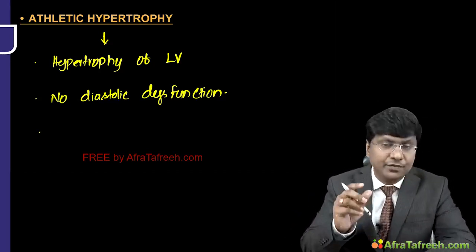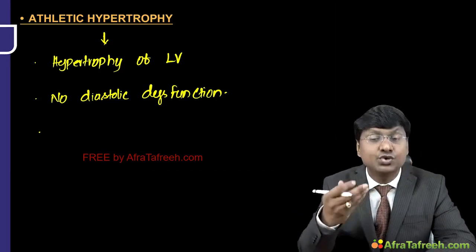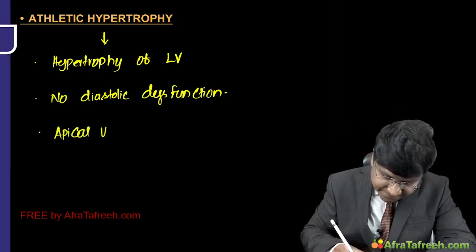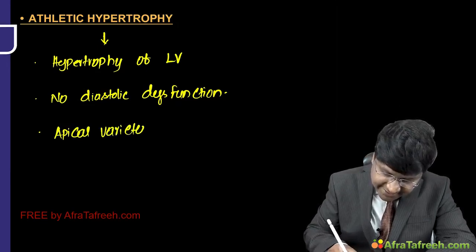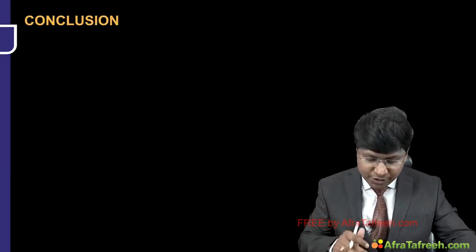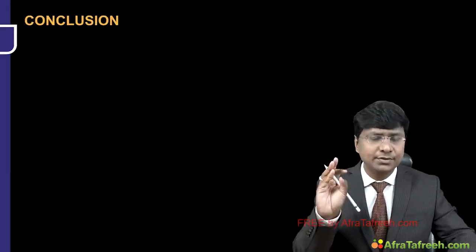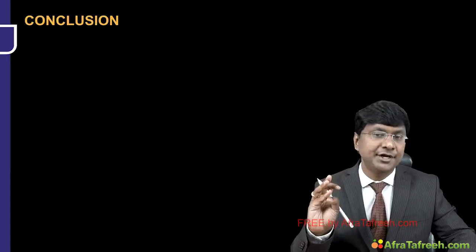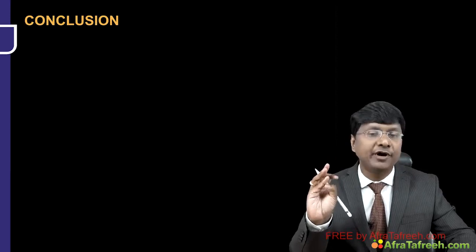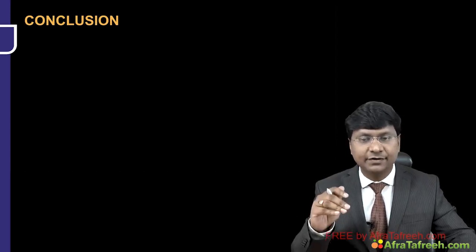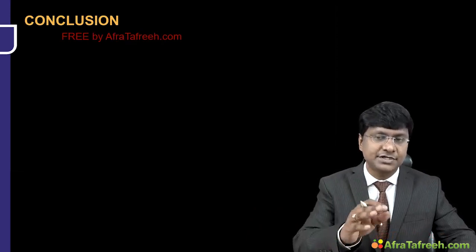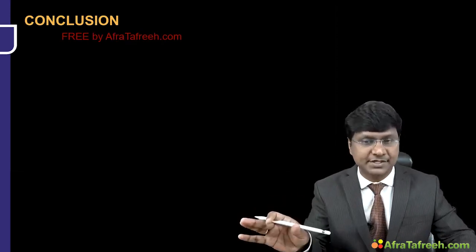And in the athletic hypertrophy, which part of the left ventricle is usually hypertrophied? It is mainly the apical variety, which is very common. So this is about your athletic hypertrophy. So in conclusion, let me tell you, the criteria to call hypertrophic cardiomyopathy is the LV wall thickness should increase more than 1.5 centimeters, either at the level of the septum or at the level of the apex. So if it is septal hypertrophy, you have an obstruction. For apical hypertrophy, you don't have the obstruction, right?